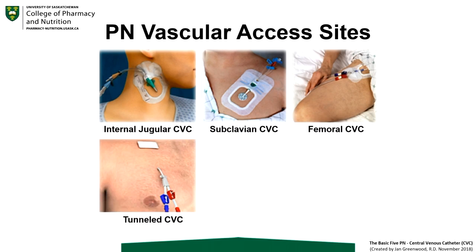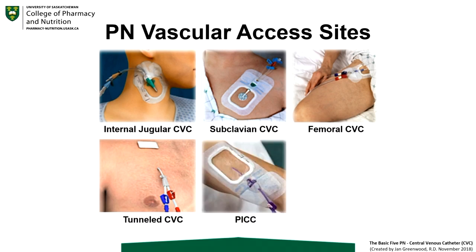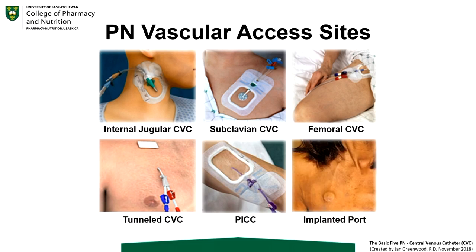Tunneled CVC is used for longer-term access that can help with patient self-image because it can be hidden by clothing and are less prone to infection. PICC or peripherally inserted central catheter are used in cases where a short to mid-term duration therapy is needed. And implanted ports can be used in cancer cases where intermittent infusion therapy is needed.